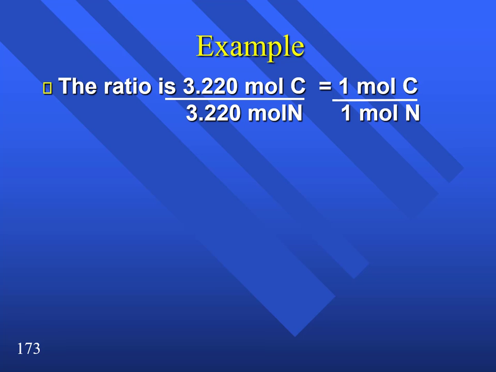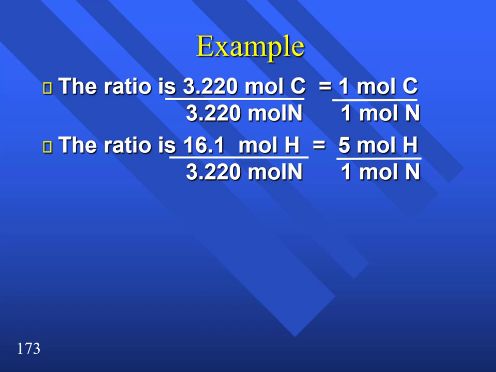Okay. The obvious one, 3.22 moles of carbon for 3.22 moles of nitrogen. That means I got 1 mole of carbon for 1 mole of nitrogen. So in my formula, every time I have a carbon, I got to have a nitrogen, because that's how you get equal amounts inside of it. Make sense? And then I got to do the other one.